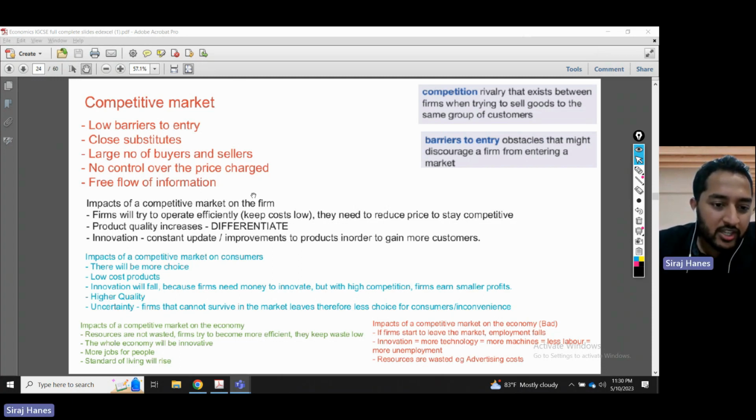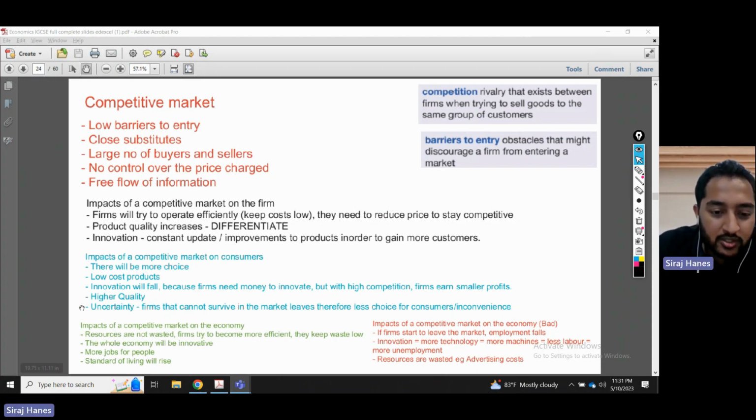What would happen to a firm if there's a competitive market? Firms will try to be efficient. They'll try to keep their costs low because they need to keep their price low so that they're competitive. The benefit is product quality will increase because you try to differentiate. What does this word mean? You try to make your product slightly different from competitors or a lot different from competitors so you get all the customers. And also innovate, constantly update, improve your products to gain more customers. This is what competition can do to firms.